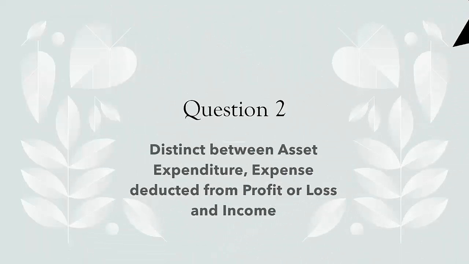Let's take a close and clear look at the question and its answers to ensure we understand why each classification is correct. We'll approach this step by step and explain why each item is classified as asset expenditure, expenses charged to profit or loss, or income.